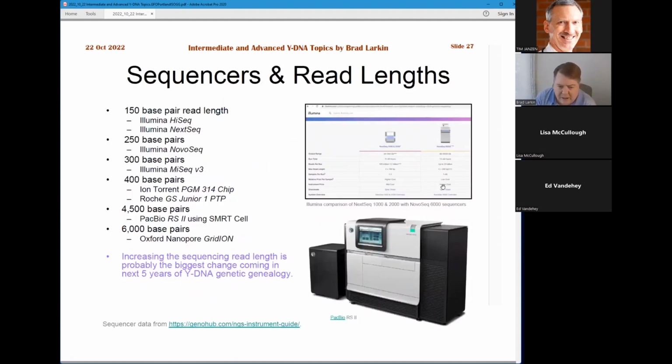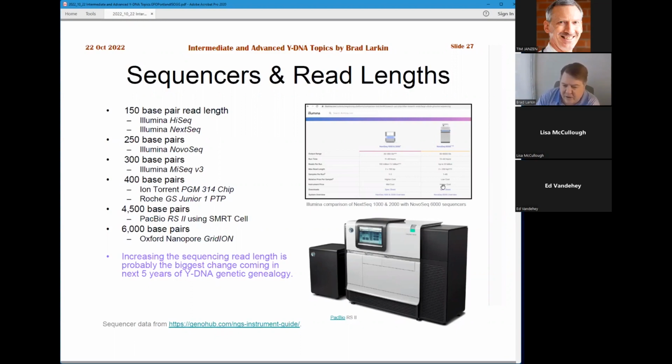The original Big Y, I think, was done on the 150 base pair read. Anyway, there are new machines now, PacBio RS2, 4,500 base pairs, Oxford Nanopore 6,000 base pairs, Ion Torrent 400 base pairs, which I believe you can buy a 400 base pair test from YSeq now. So increasing the sequence and read length is going to be the biggest change coming in the next 5 years of genetic genealogy.